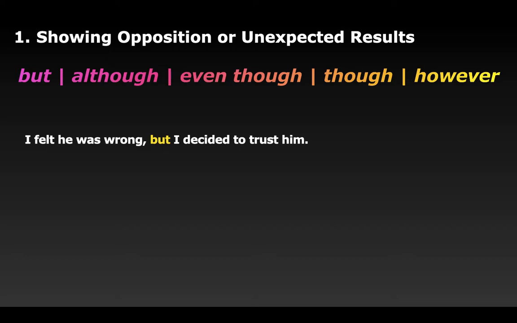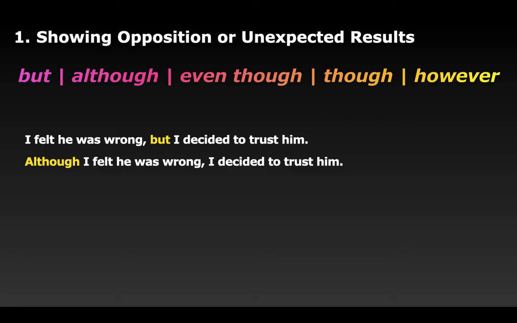Now, look at the next one. The same exact sentence expressed differently. Although I felt he was wrong, I decided to trust him. The same exact meaning, but we can see that instead of using but, we used although. Nothing's changed, right? It's still the same meaning. Now, you might be asking, what's the difference between although and but? Well, there's no difference in terms of meaning, but we use them in different parts of the sentence.